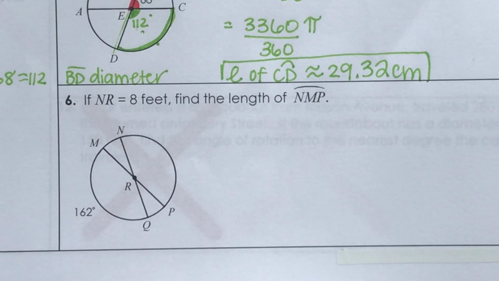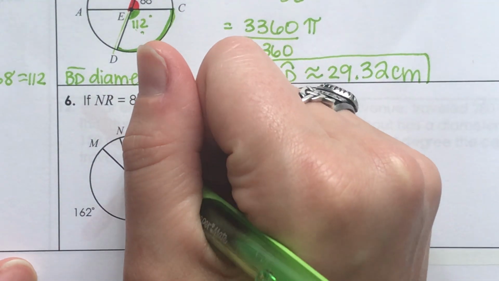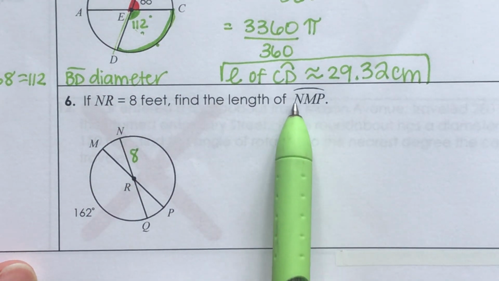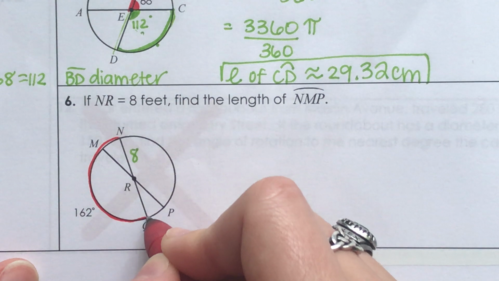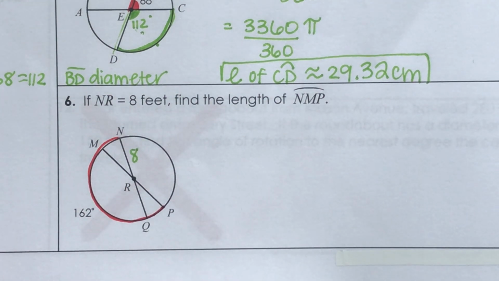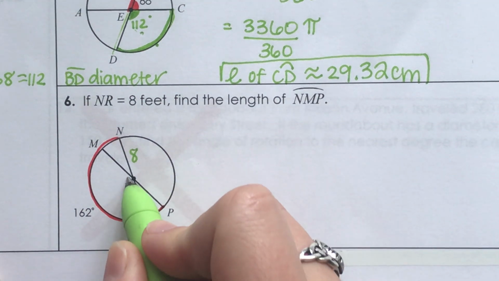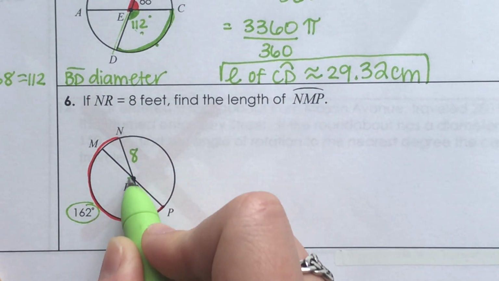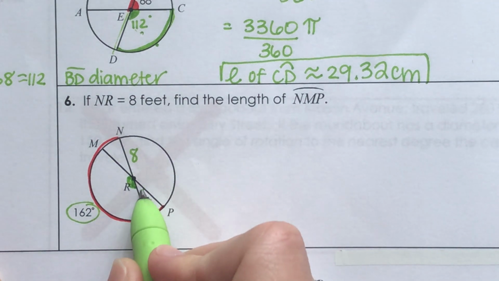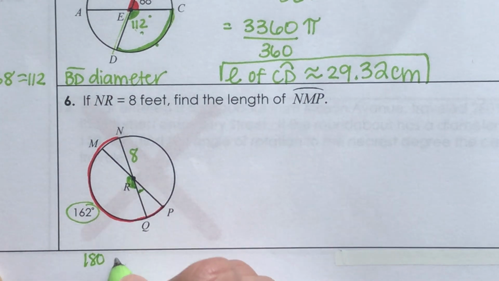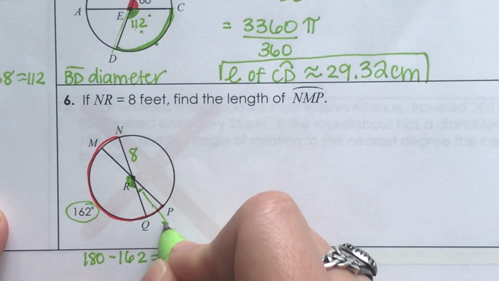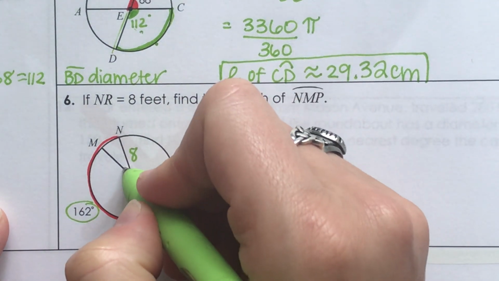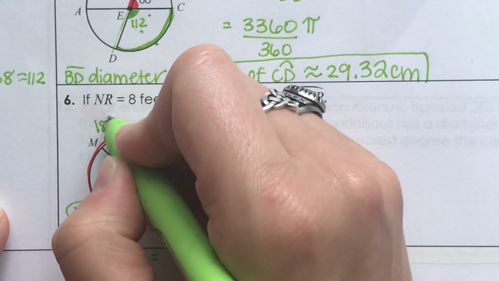Number 6. If NR equals 8 feet, find the length of NMP. I want to know that whole section there. Well, I already know that this piece right here is 162. I can figure out what this small piece is right here by taking 180 and subtracting 162 from it. And if I do that, I get that this little piece right here is 18 degrees, which means that this little piece over here that's a vertical angle is also 18 degrees.